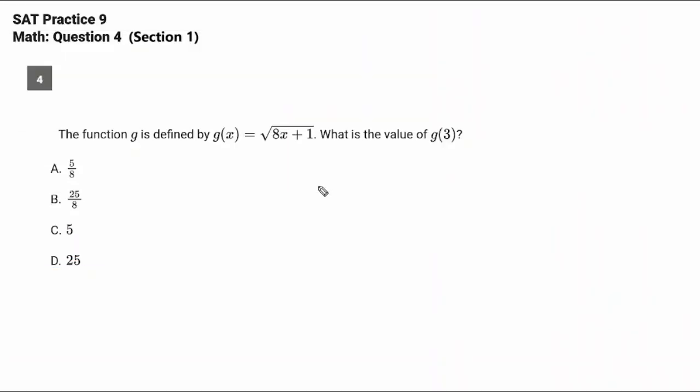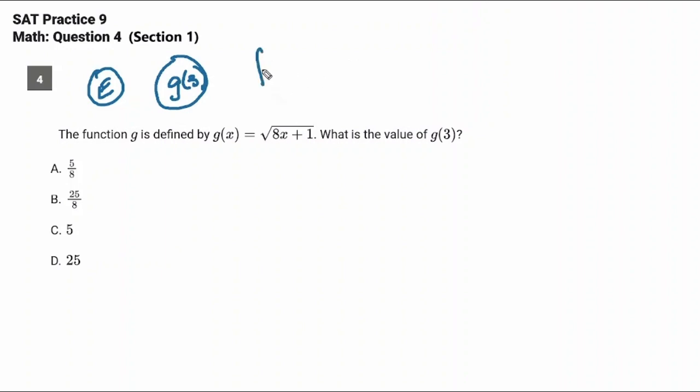We're on SAT Practice Test 9, Math Section 1, Question 4. What's the level of difficulty here? It's easy. The function g is defined by g of x equals square root of 8x plus 1. What's the value of g of 3? So what are we looking for? G of 3.